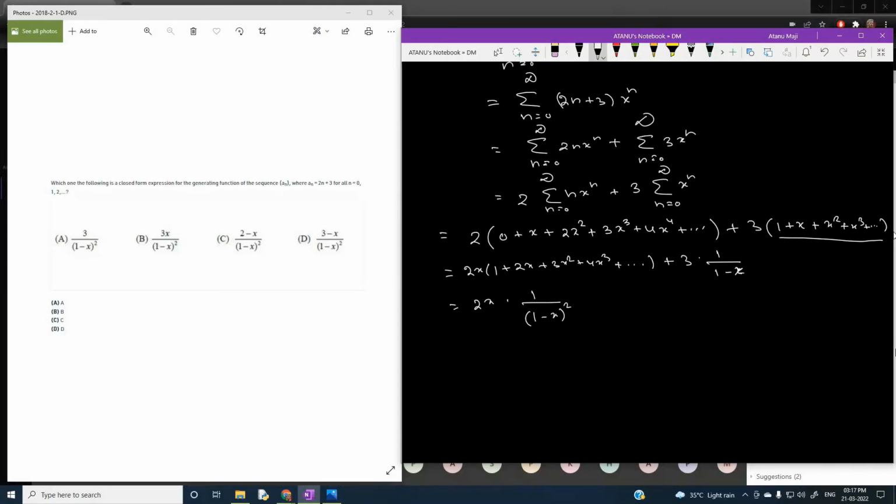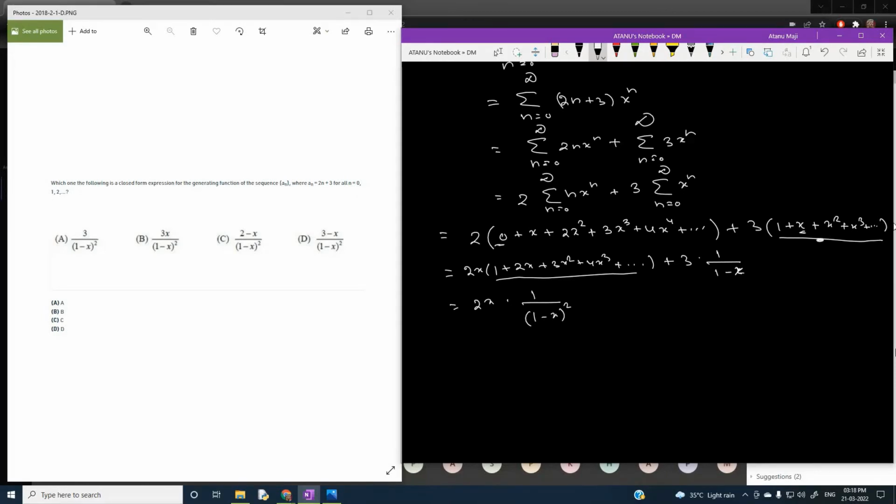Actually you can see that we can get this expression by taking the derivative of this one. You can check: if we take the derivative of that expression, we get this expression. Okay, so you can see that the derivative of 1 is 0; let us assume the constant term is 0 at the start.